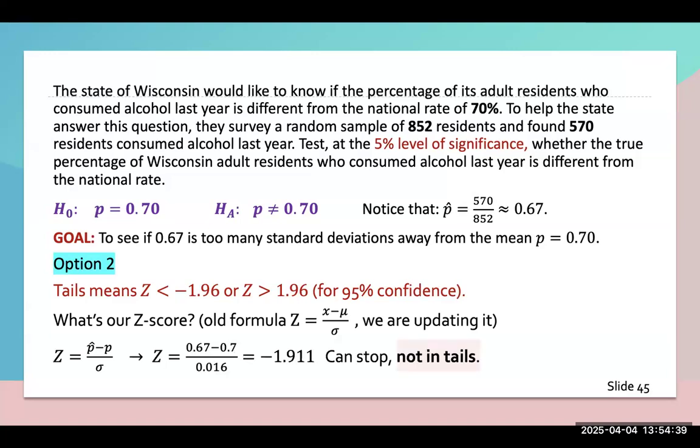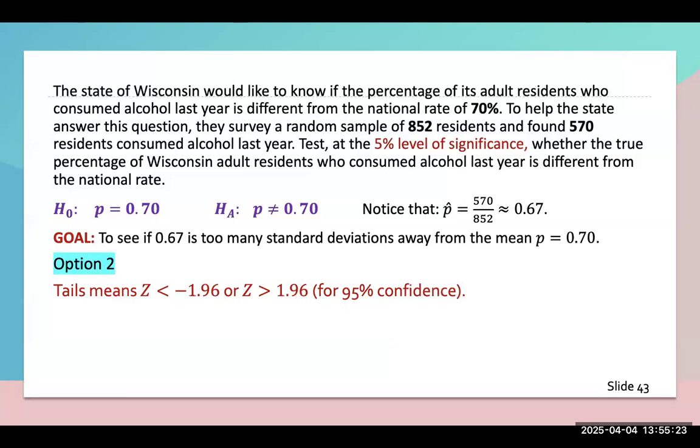So if you take 0.67, subtract 0.7, and divide by 0.016, you get negative 1.911. So this number is not less than negative 1.96, and it's not bigger than 1.96. It's not in the tails. So we're inside the confidence interval, which means we fail to reject.